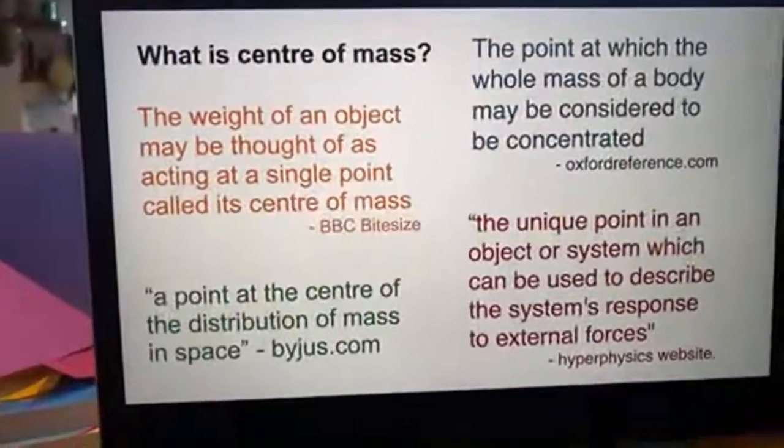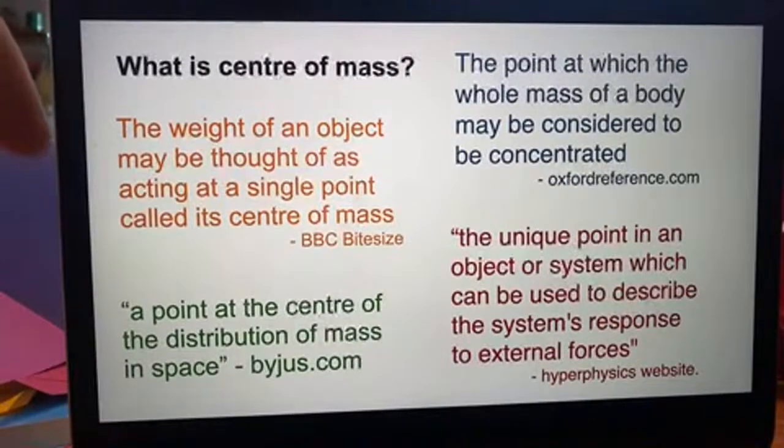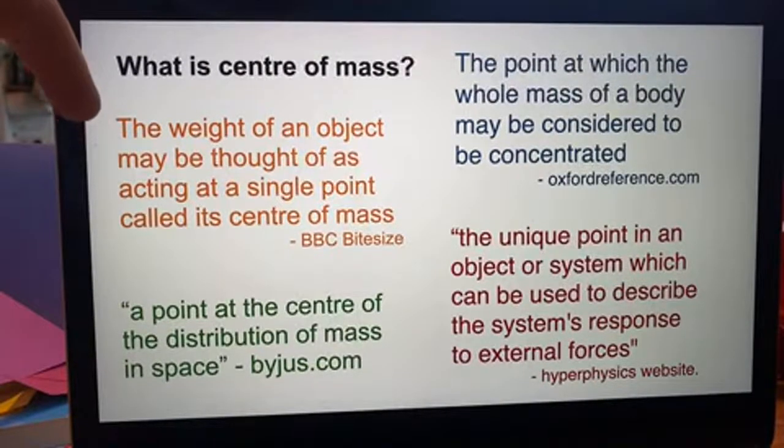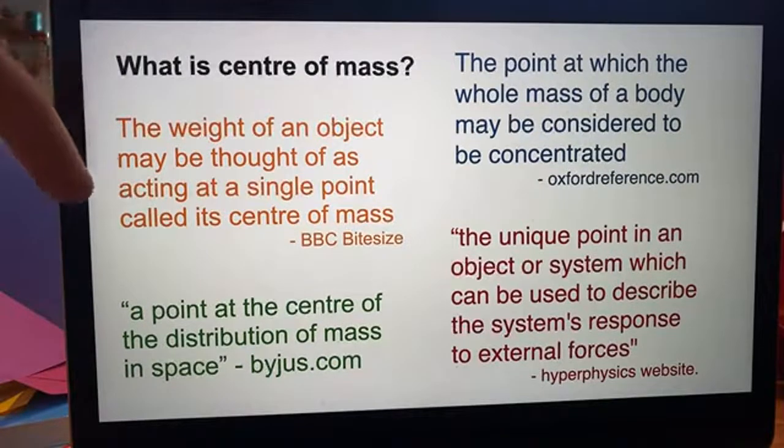But I did look up definition of centre of mass on the internet, and just the first page of Google had 4 different definitions. I thought it's worth taking 20 seconds just to read these through. How much of this do you understand? Does it give you any idea of what centre of mass actually is? So BBC Bite Size, God bless it, says centre of mass is described like this. The weight of an object may be thought of as acting at a single point called its centre of mass.